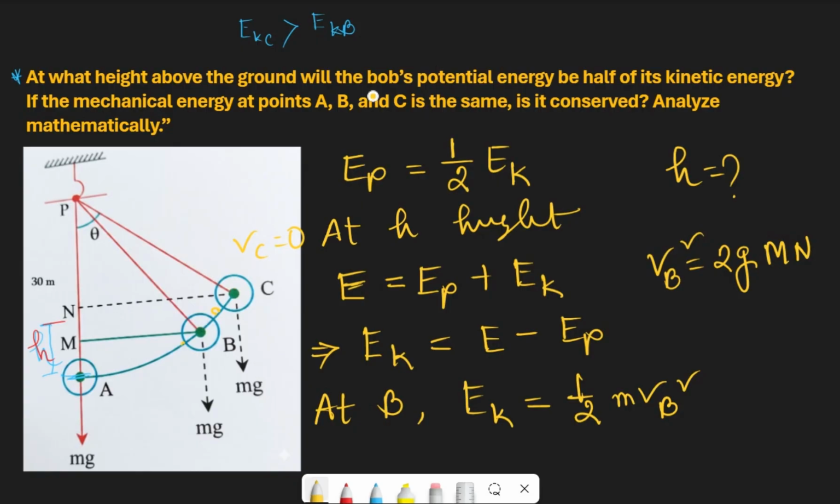And here we forgot to tell you that the length of the string, meaning P to A, P to C, P to B, is 30 centimeter. That is given in the question. So vB square is equal to 2g MN. And at B point, EP is equal to mg times the height, so here it will be AM.